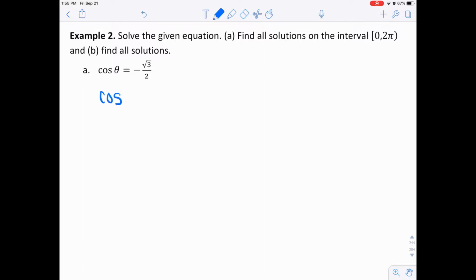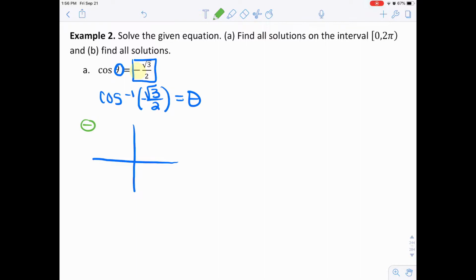To solve the equation cosine theta is equal to negative square root of 3 over 2 means we need to find the angle or angles where cosine would be negative square root of 3 over 2. You could rewrite the equation in inverse form. I would first want to consider the sign. So in this case, we're trying to find cosine of an angle where the value is negative. So we need to find the quadrants where cosine is negative.